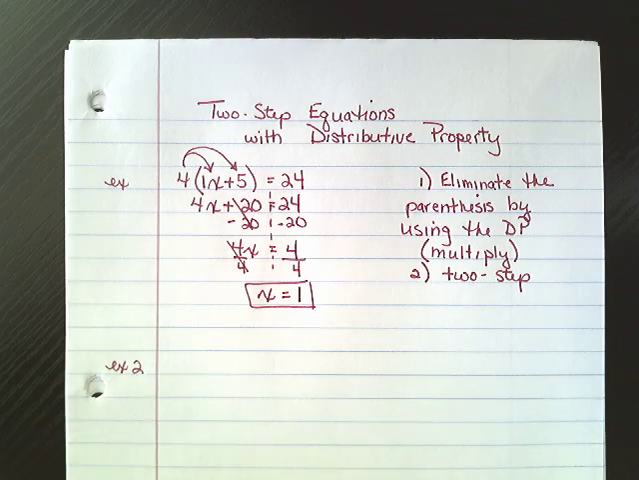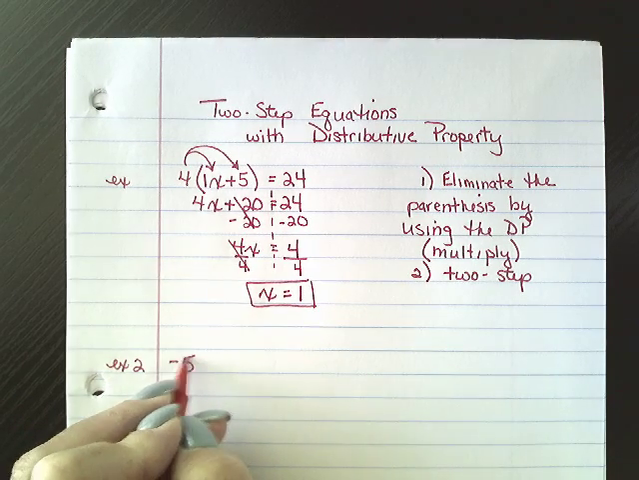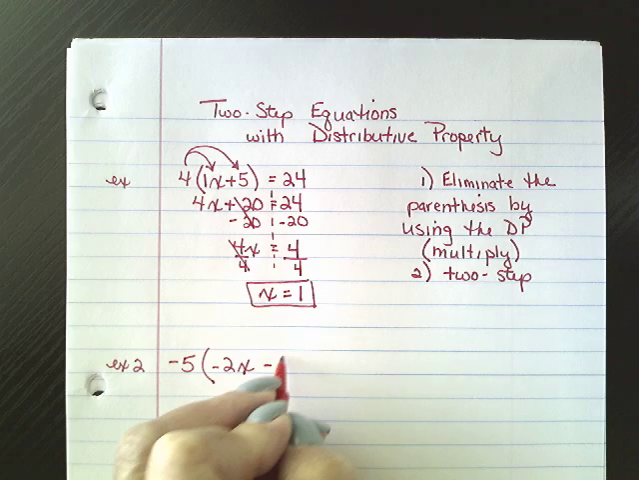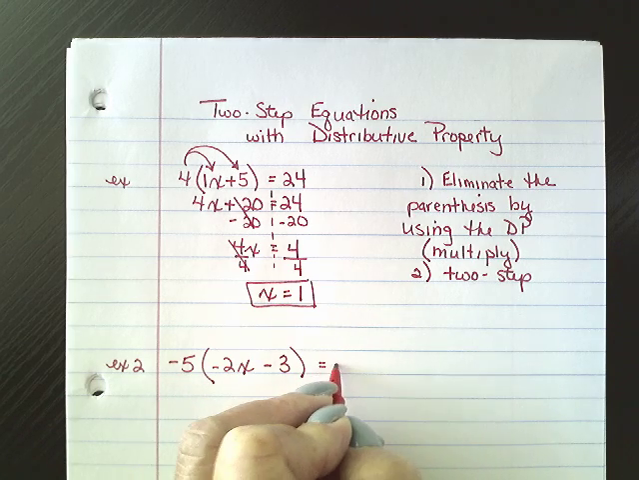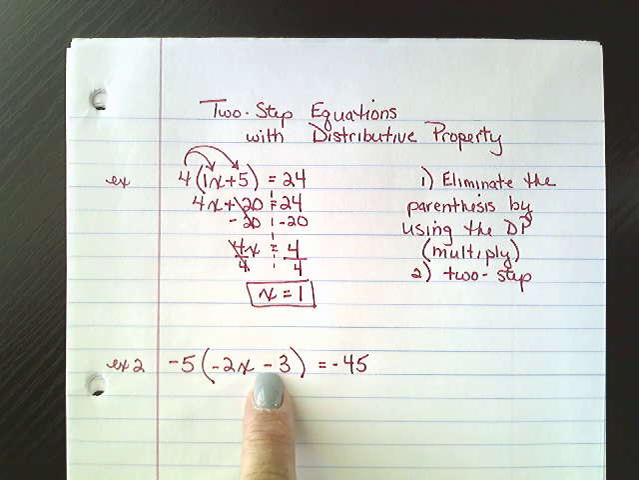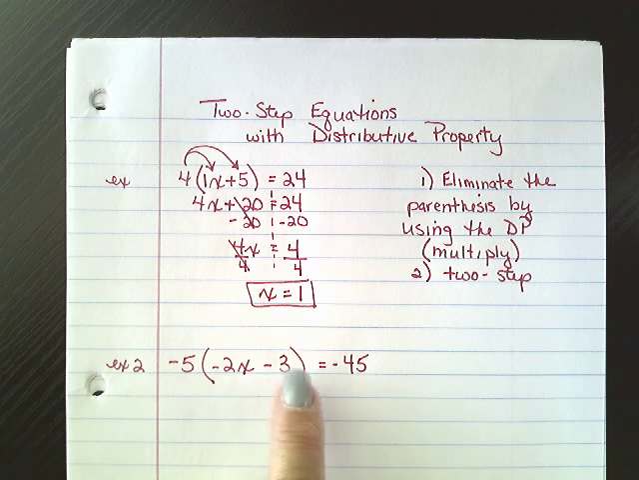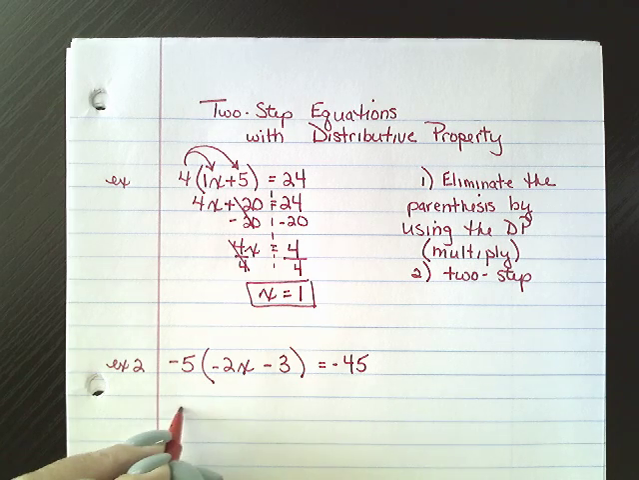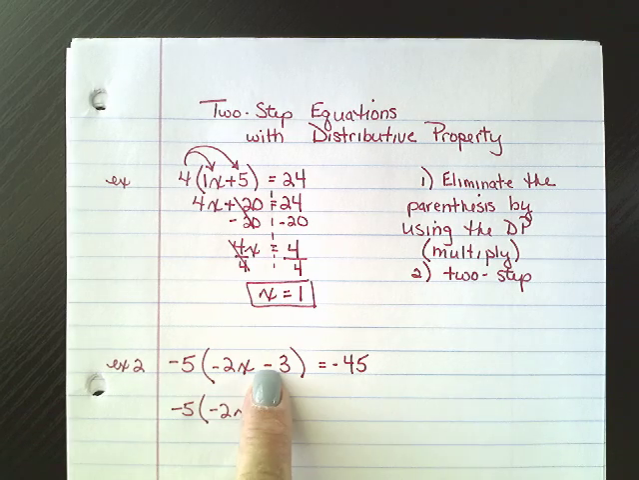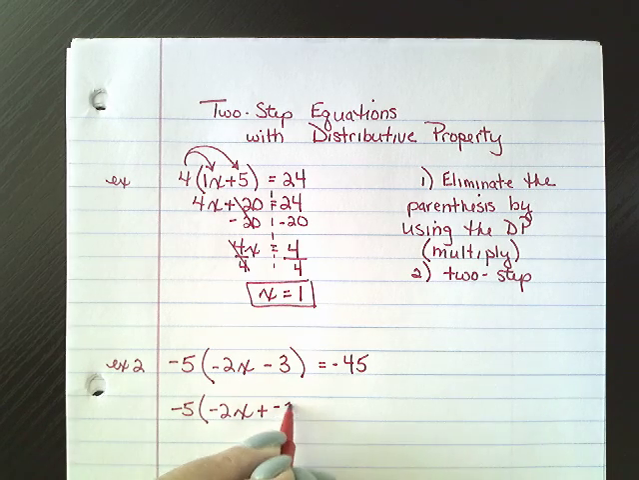Example 2. Negative 5 times negative 2x minus 3 is equal to negative 45. Now I see a subtraction in here. Now these are negatives, so those don't change, okay? We have a negative 5 and a negative 2. I want to change that subtraction to adding its opposite. Keep, change, change. So I'm going to go ahead and rewrite negative 5. I'm going to keep negative 2x. My subtraction becomes addition, and my positive 3 becomes negative 3.